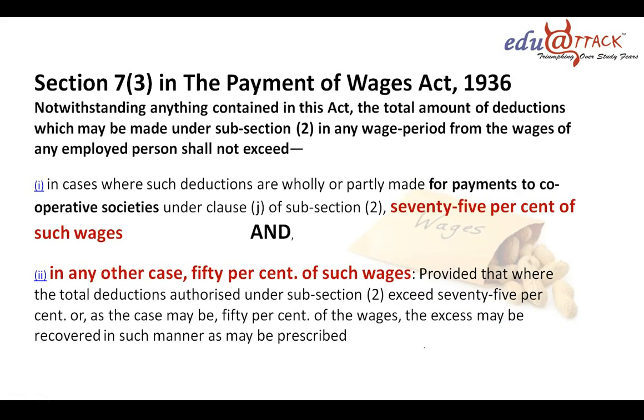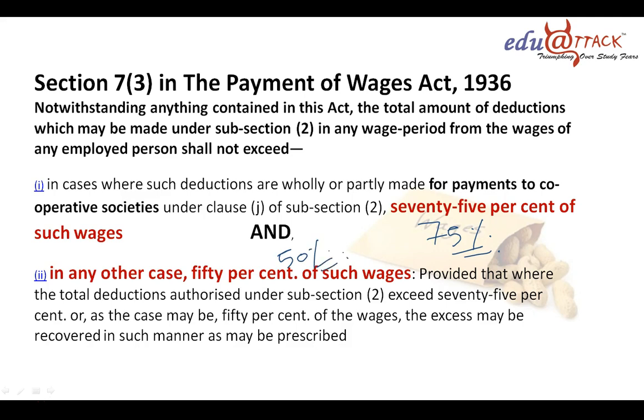Now Section 7 subsection 3 of the Payment of Wages Act 1936 says that the total deductions in case of cooperative societies, while paying to a cooperative society, an employer can deduct from the wages of an employee up to 75% only, not more than this. And other than cooperative societies, 50%.